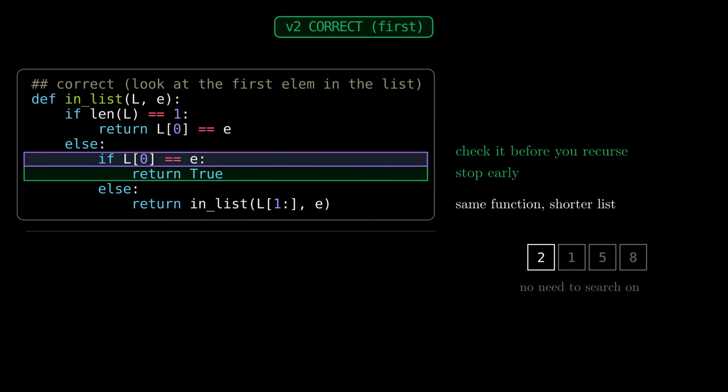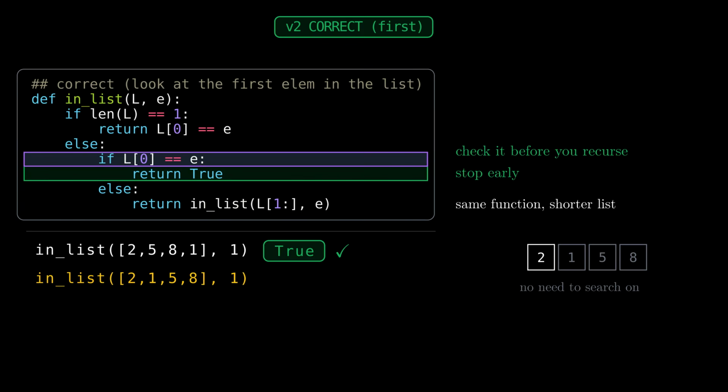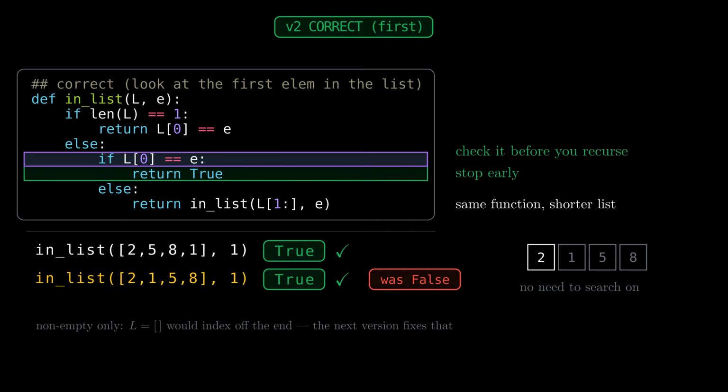Run the test again. 2, 5, 8, 1 searching for 1. True. And the case that broke us, 2, 1, 5, 8 searching for 1, now returns true as well. The function is now correct on every non-empty list because every element gets its comparison before it is dropped. Nothing here is tied to the front of the list.